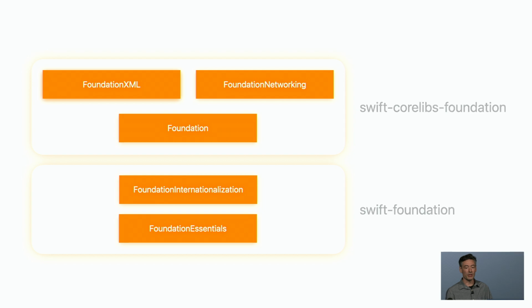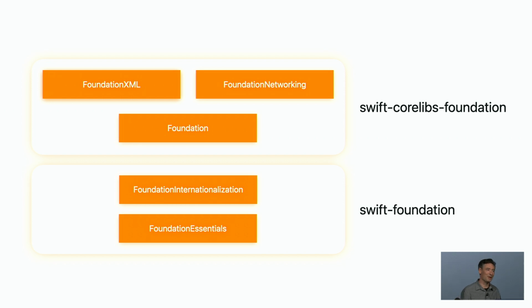These libraries are organized into two GitHub repositories. Swift Core Libs Foundation is now focused on being only for non-Darwin platforms and is built on top of Swift Foundation, which is our cross-platform shared Swift code. And that is where we expect most future development to be.